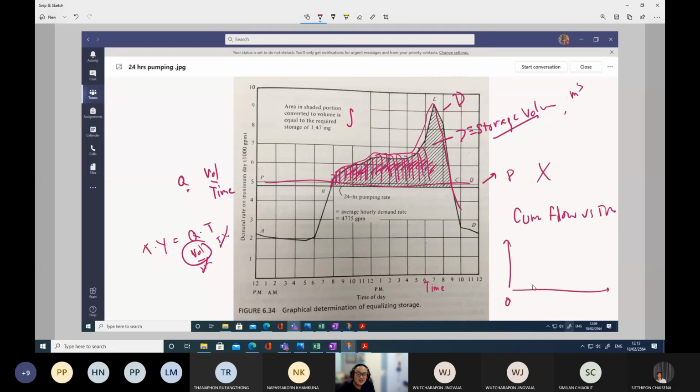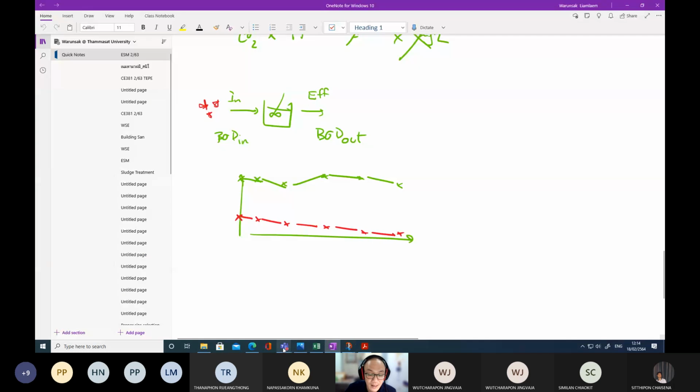So if we plot the cumulative flow with respect to time, what we are supposed to get at 0 hours is 0, and then the first hour, second hour. So how will the curve look? The curve will look something like this, as it is the cumulative flow. That is why the line should actually go up, not go down. This is the time, and this is the cumulative flow. If we plot the cumulative flow, how will it look?